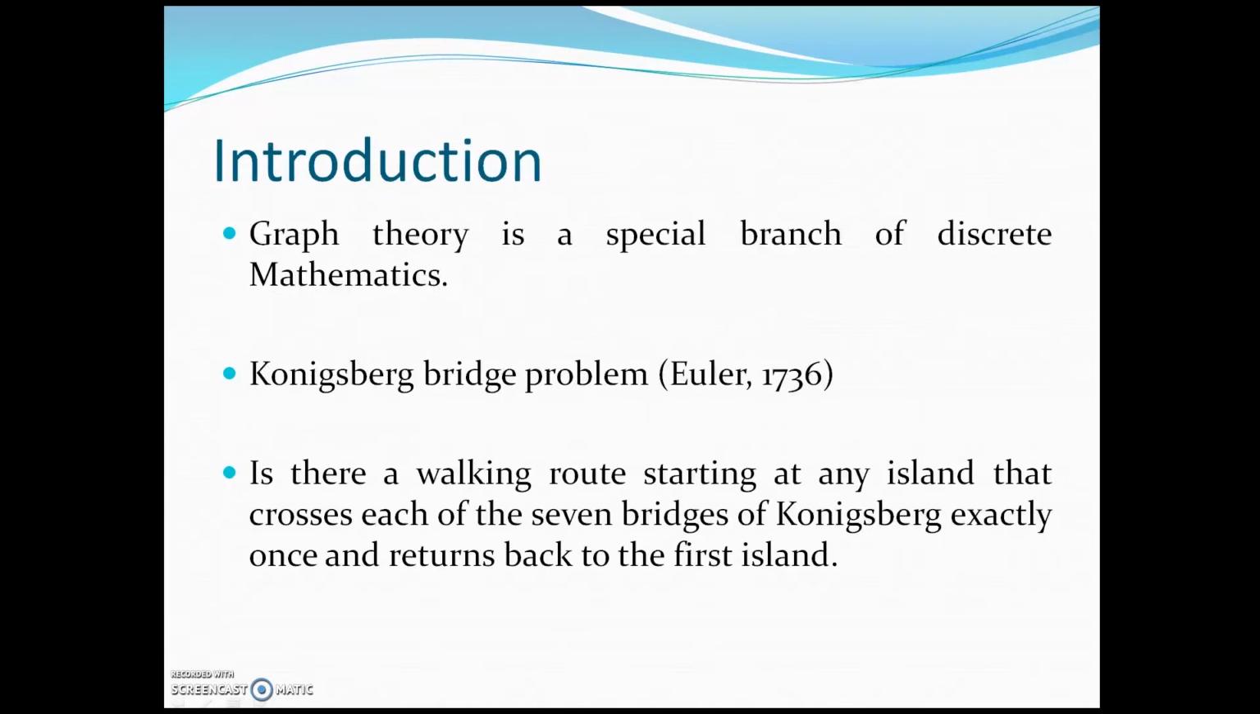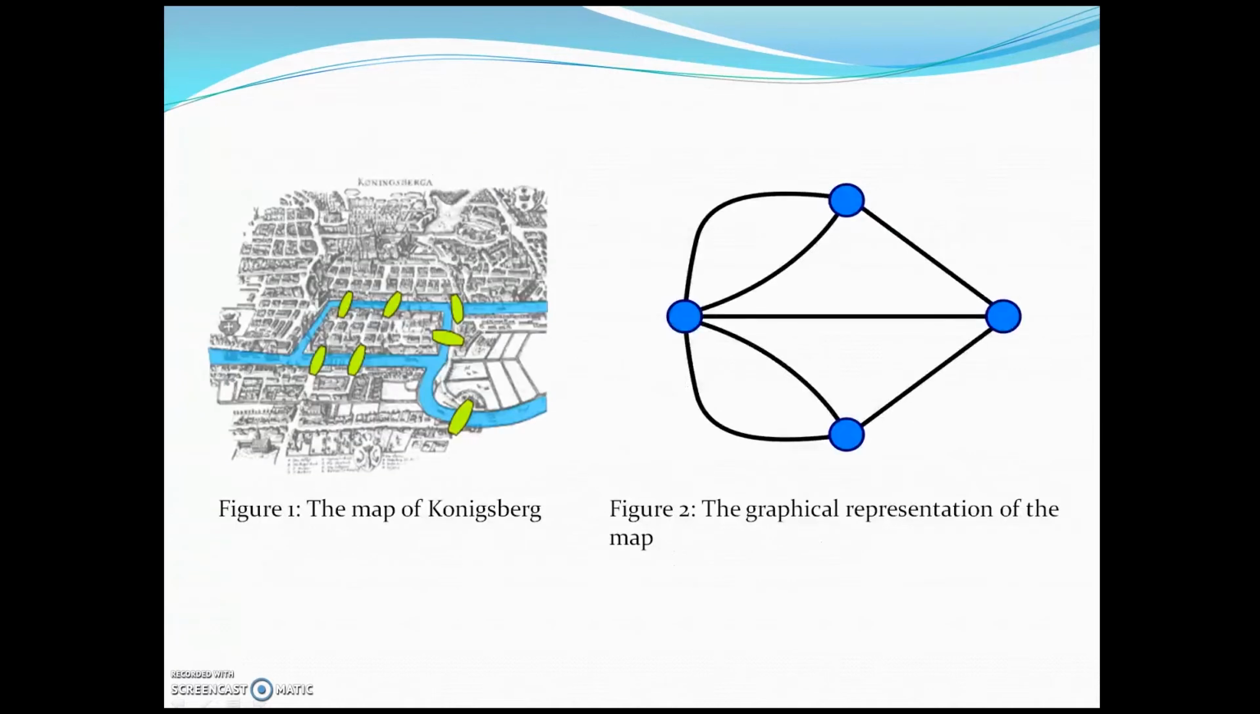Graph theory is a special branch of discrete mathematics which has a number of applications in various areas such as computer science, engineering, social sciences, etc. Graph theory had its beginning in 1736 when Euler considered the Königsberg bridge problem, which is stated as: is there a walking route starting at any island that crosses each of the 7 bridges of Königsberg exactly once and returns back to the first island? These are the figures of Königsberg.